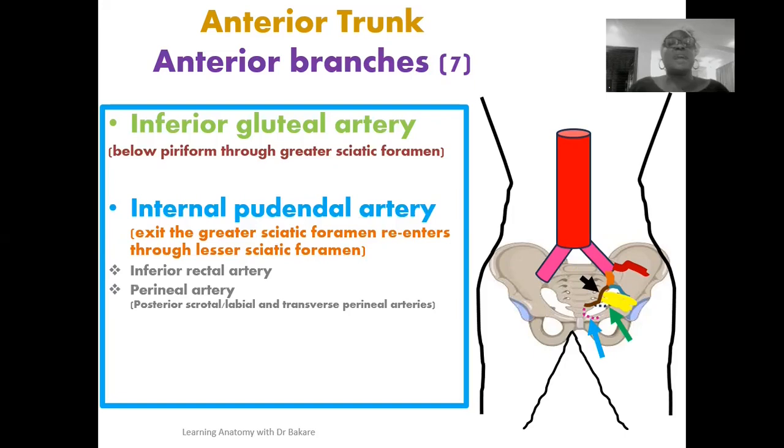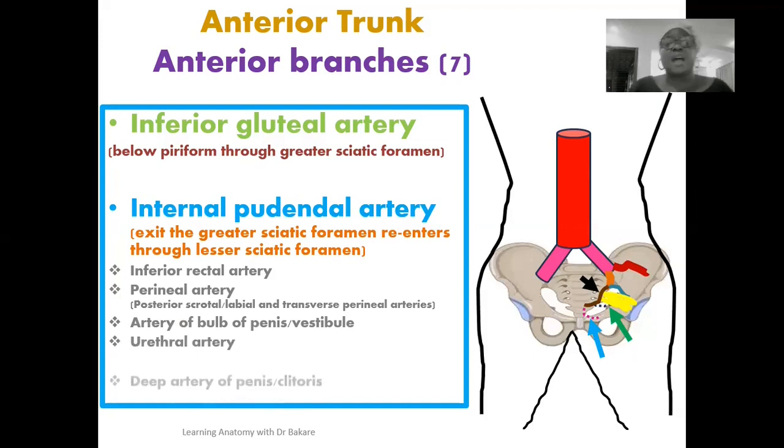Then the next vessel we have is the perineal artery. The perineal artery further subdivides into the posterior scrotal or the posterior labial artery. Then we have the transverse perineal artery also emerging from the perineal artery. Then the next branch is the artery to the bulb of the penis or artery to the bulb of the vestibule. Then we have the urethral artery that supplies the urethra. Then we have the deep artery of the penis or the deep artery of the clitoris. Then finally, we have the dorsal artery of the penis or the dorsal artery of the clitoris. So it depends. If it is in the male, it will be penis. If it is the female, it will be clitoris.